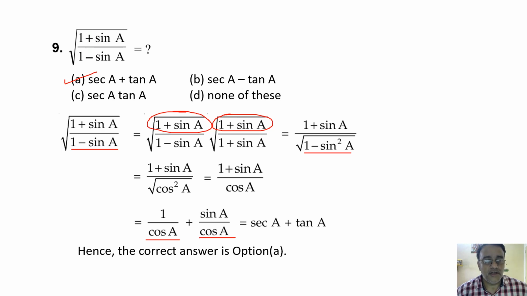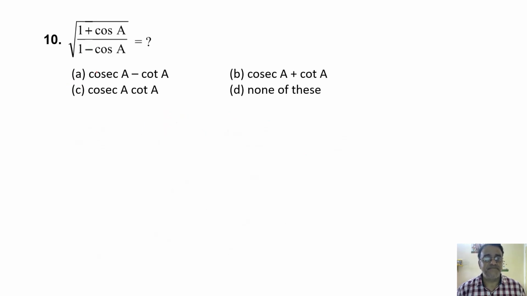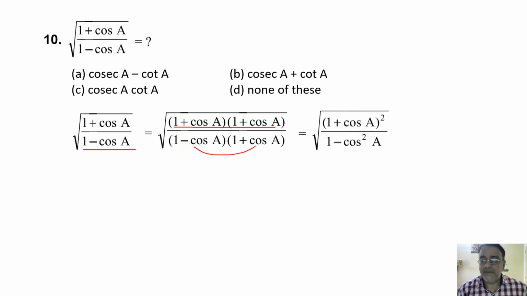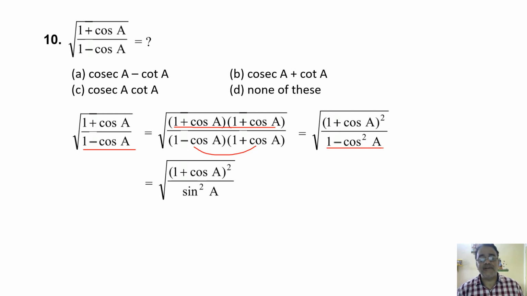Now we are moving toward question number 10, which is very similar to this question. Root over 1 plus cos A upon 1 minus cos A is equal to question mark. So here also we will rationalize the denominator. Okay. पिछले क्वेश्चन में हम लोग ये रूट अलग किए थे, एक ही साथ रूट के अंदर भी कर सकते हैं हम लोग. So now this is 1 plus cos A whole square and this will become 1 minus cos square A. अभी रूट हटा दो. So this will become 1 plus cos A. And how will you write 1 minus cos square A? Sin square A. Right, very good. अब हम लोग स्क्वायर रूट हटा देंगे. So we will get 1 plus cos A upon sin A.